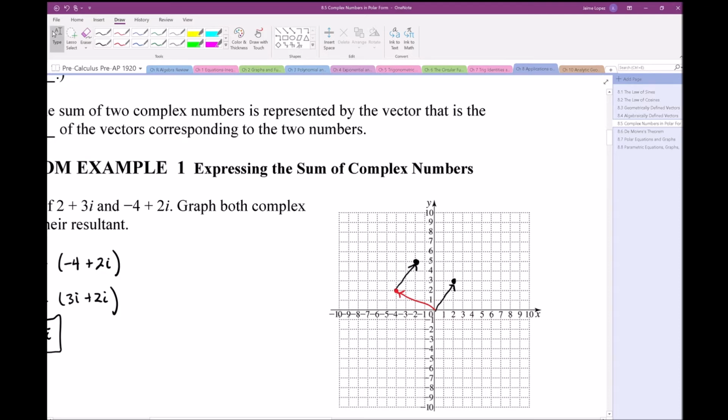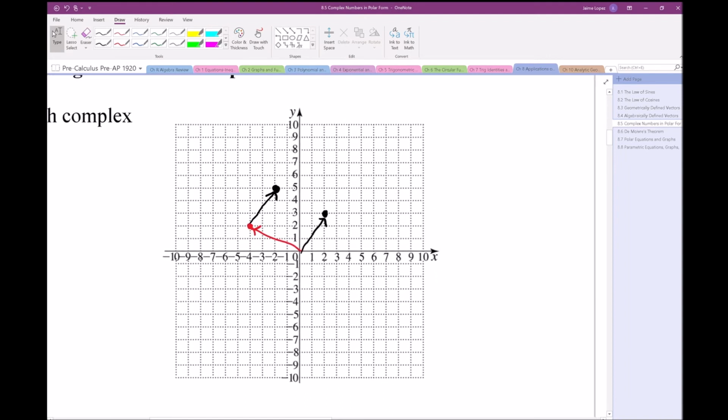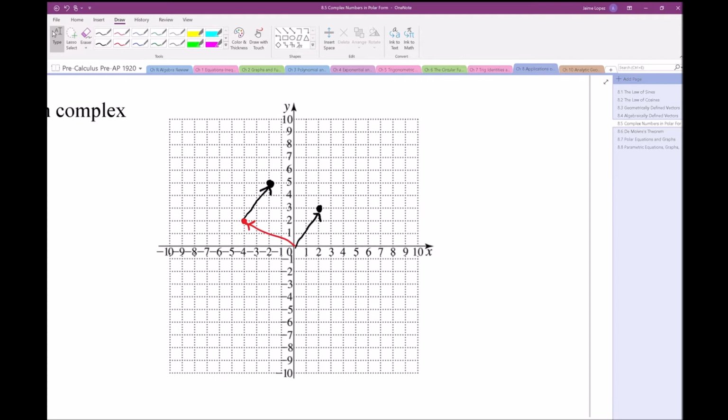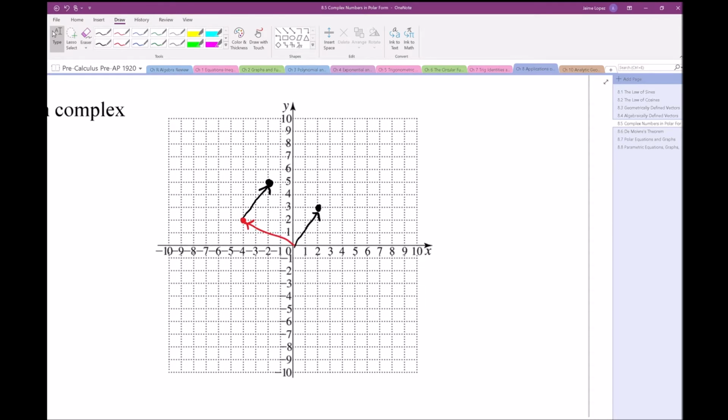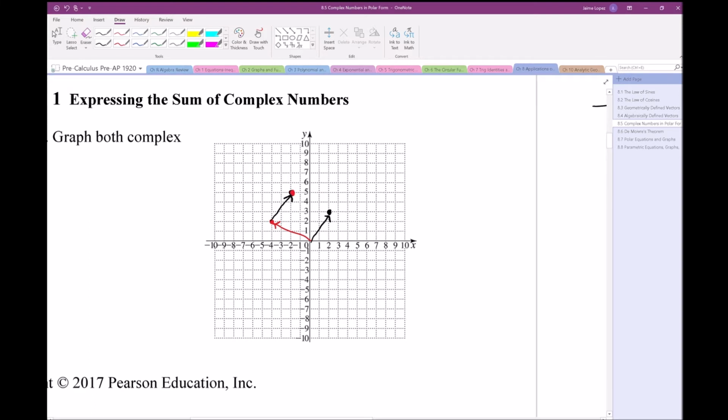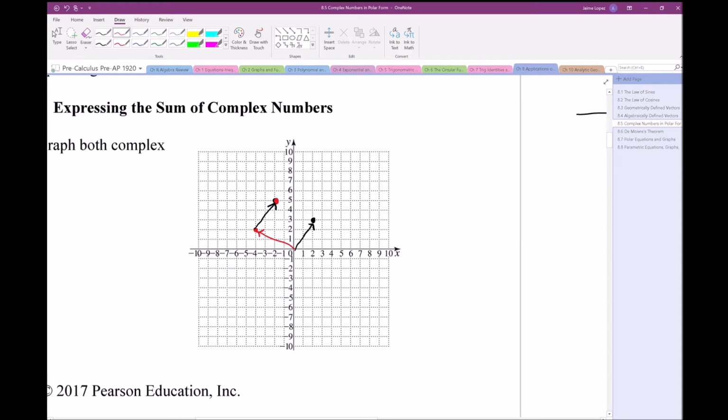So you could verify that visually really quick. And from that point at negative 4 comma 2, you move to the right 2 and then you move up 3. Or I could have done it the other way around if I draw this in red instead. So if I had started at 2 plus 3i, and if I move 4 to the left and 2 up, I'll end up here. I could draw that from here, if it lets me, this way.